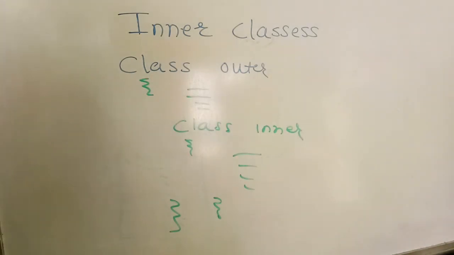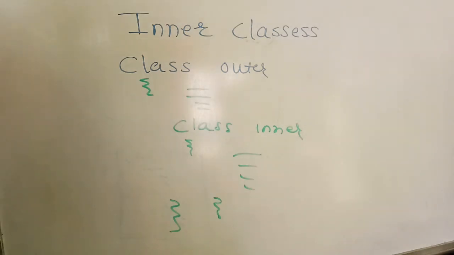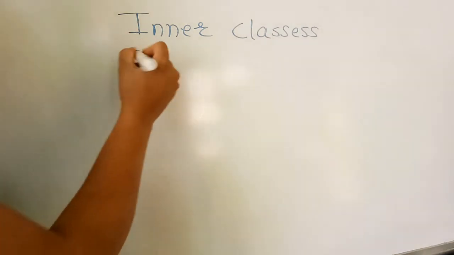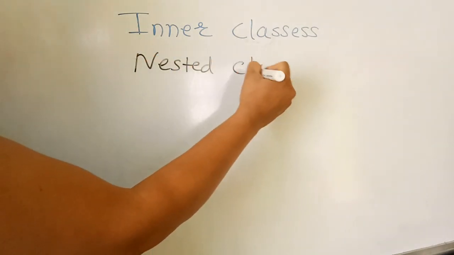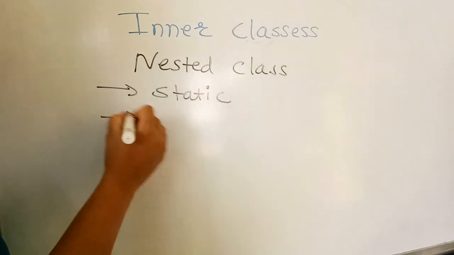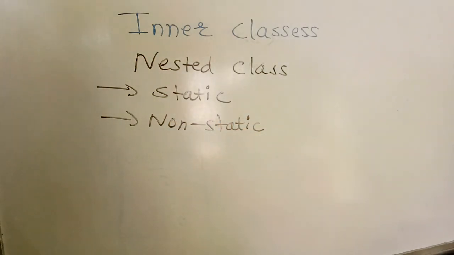So for the inner classes mechanism, we have to study the nested class. There are two types of nested classes: static class and non-static class. What is a static nested class? A static nested class is one which has the static modifier applied.